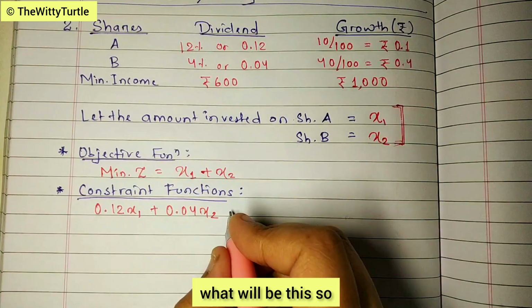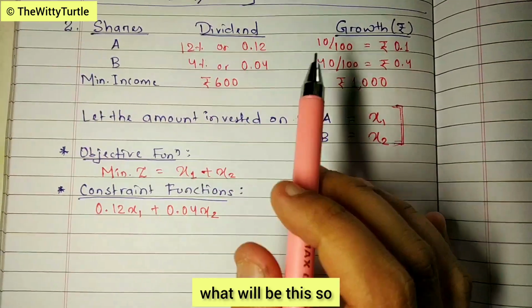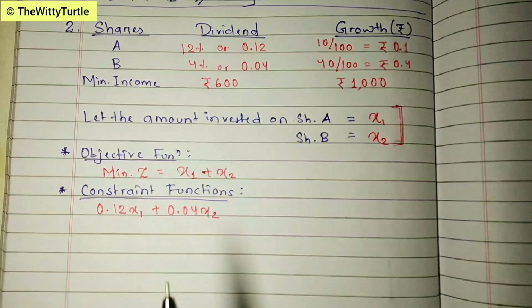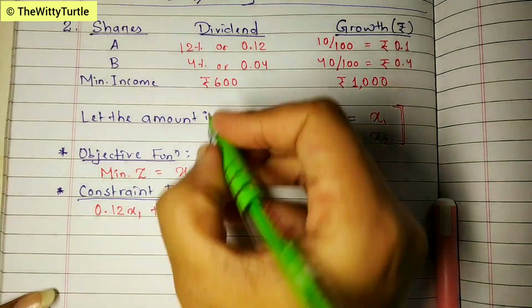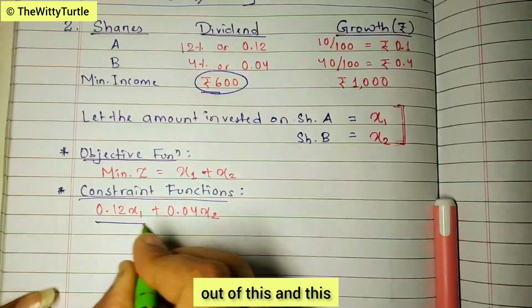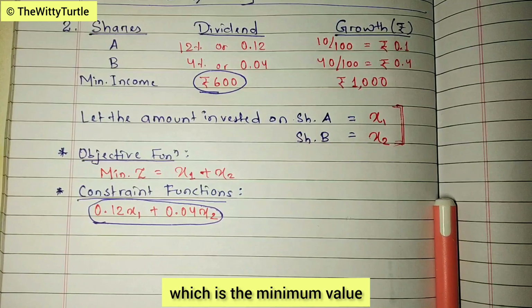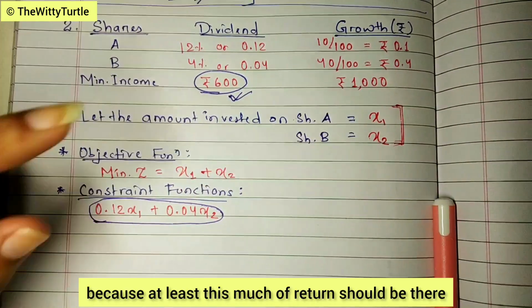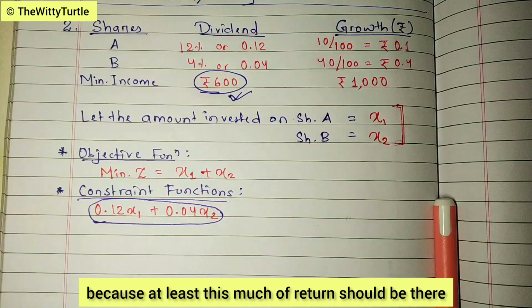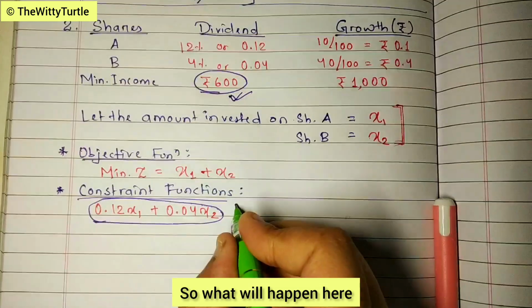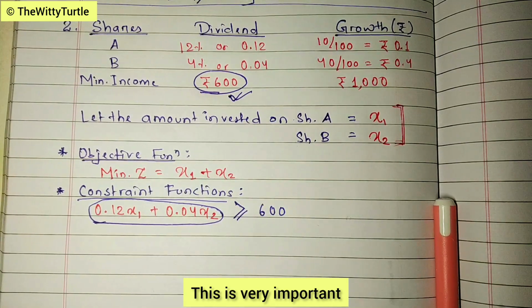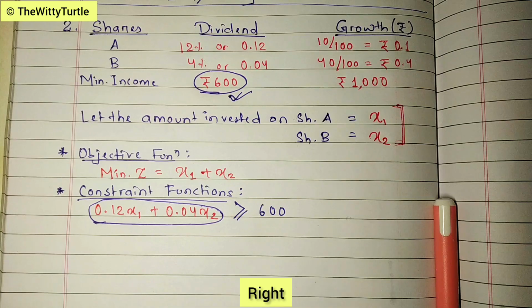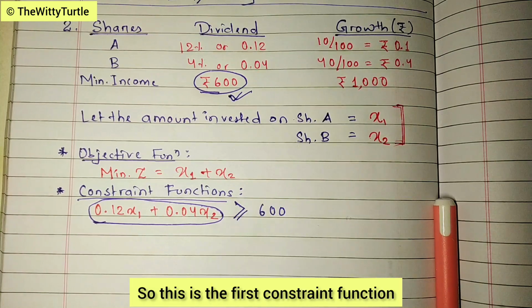So in this case, what will be this? It can be more than this also. At least this should be there. So what is the minimum value of these two? Out of this and this, which is the minimum value? This is the minimum value because at least this much of return should be there. So here it will be more than or equal to 600. This is very important. You need to understand where more than will be used and where less than will be used, right? So this is the first constraint function.